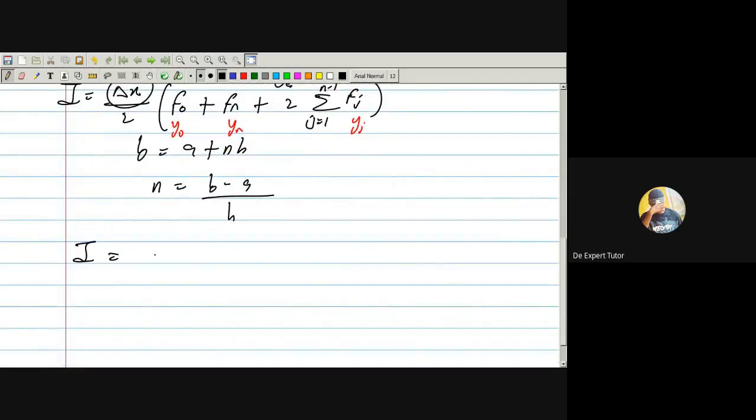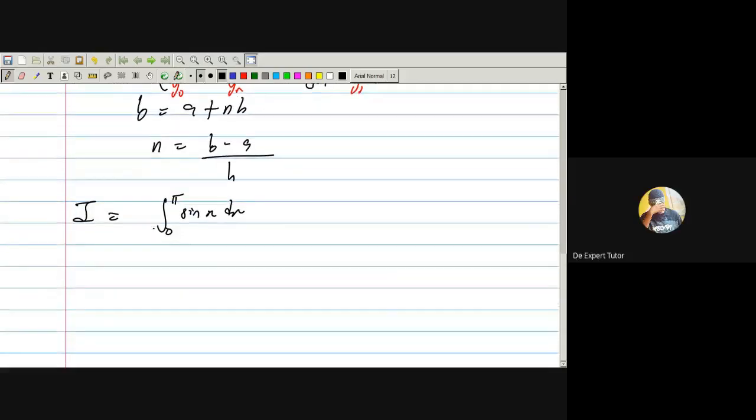I equal to 0 to pi. Sorry. Are you hearing any noise from our background, like music? No. Good. So I have sine x dx. We can evaluate this one analytically. We all know the integral of cos x is sine x. What is the integral of sine x? Yes, integral of sine x is minus cos x. Exactly. You know that one already. Nice.